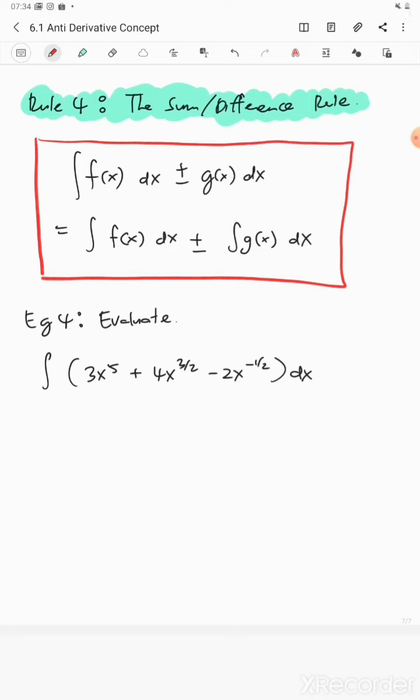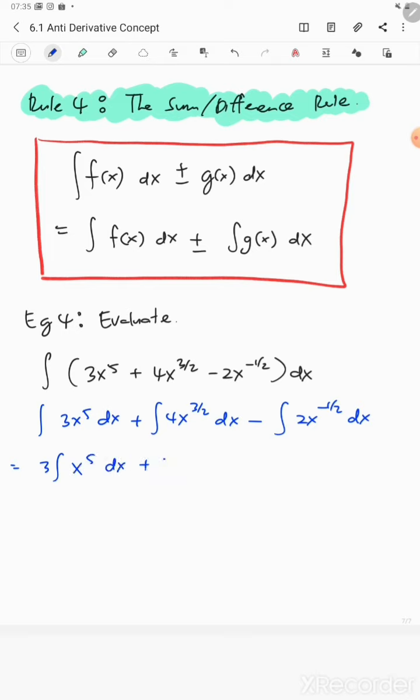For example 4, evaluate this. Now we have here the function 3 x power of 5 plus 4 x power of 3 over 2 minus 2 x power of negative 1 over 2 dx. To apply the concept, we can integrate one by one, where this one 3x power of 5 dx plus 4x power of 3 over 2 dx minus 2x power of negative 1 over 2 dx. So we integrate one by one. You have to apply the concept that we learned in the previous rules. We have constants, we have to put them out, and then x power of 5 dx plus 4 x power of 3 over 2 dx minus 2 x power of negative 1 over 2 dx.